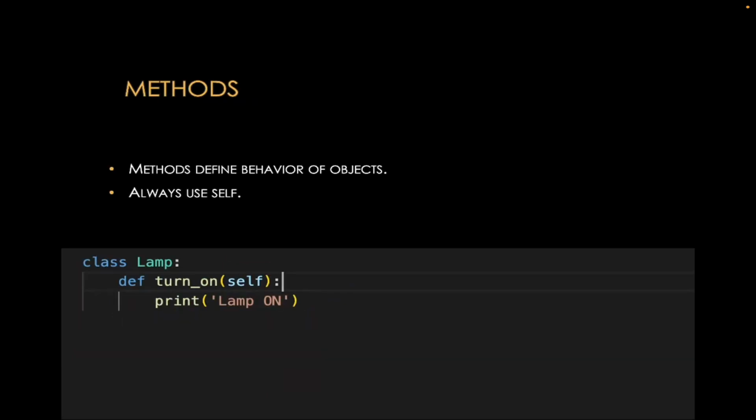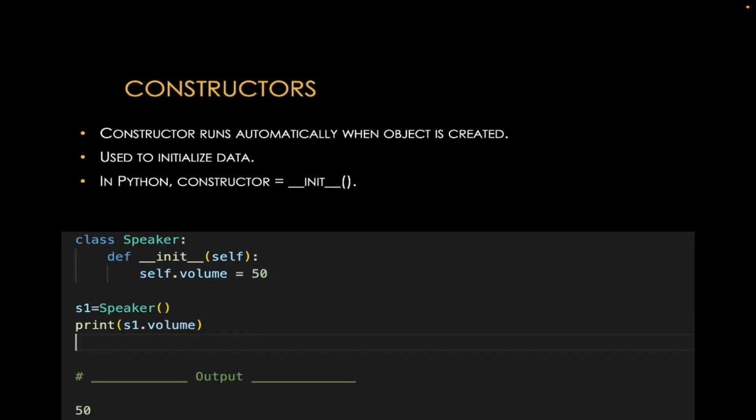An object can have attributes as well as methods. Attributes or variables hold the data, and methods are used to do some operation using those attributes or variables.